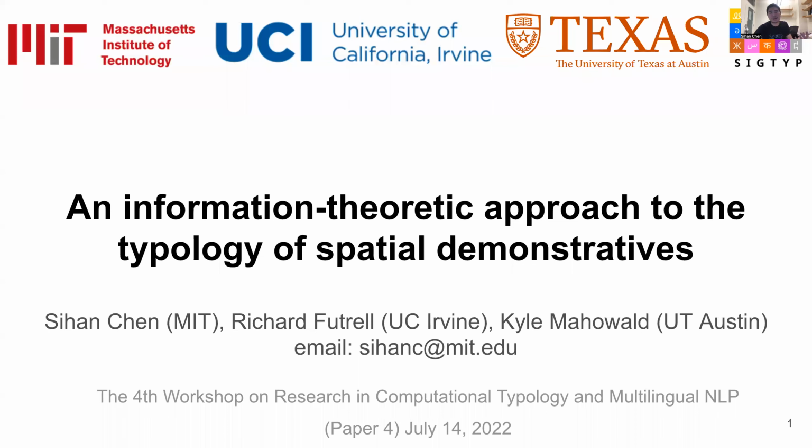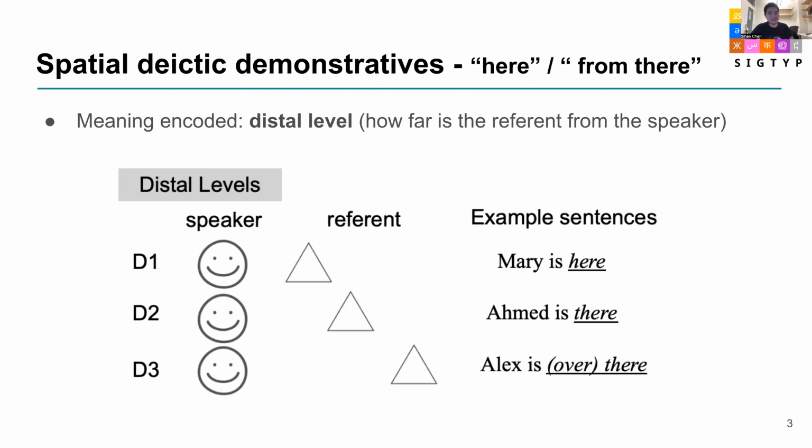Hi, in this project, we investigate the communicative efficiency of spatial deictic demonstratives in human languages. Spatial deictic demonstratives denote spatial relations between speakers and referents and play a crucial role in cognition and language processing. Examples in English are expressions such as "here" and "there."